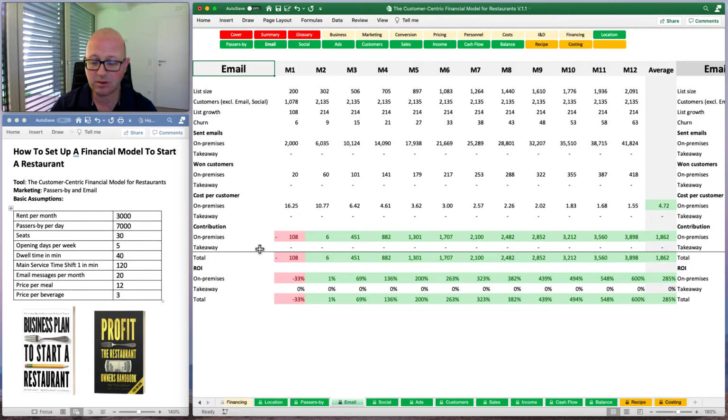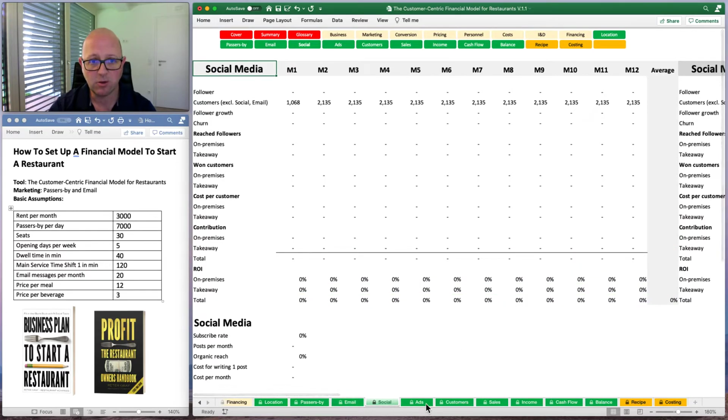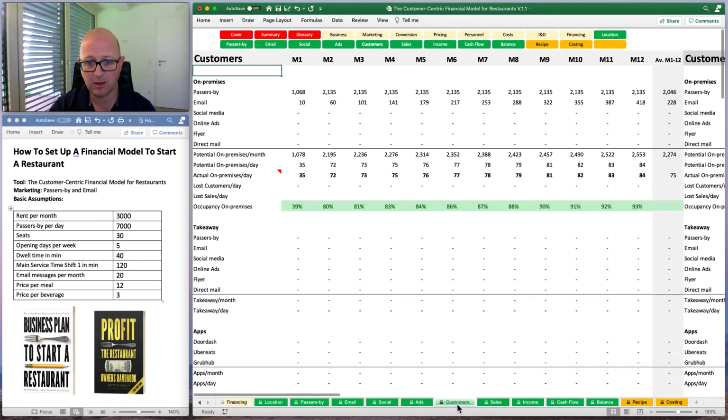And we also can get the contribution. Contribution in this case means the sales a customer makes minus the COGS, the cost of goods you have to pay, and minus the marketing cost itself, in this case the email marketing cost. And finally, the system tells you your return on investment. Okay, social we leave out, all the others we leave out.